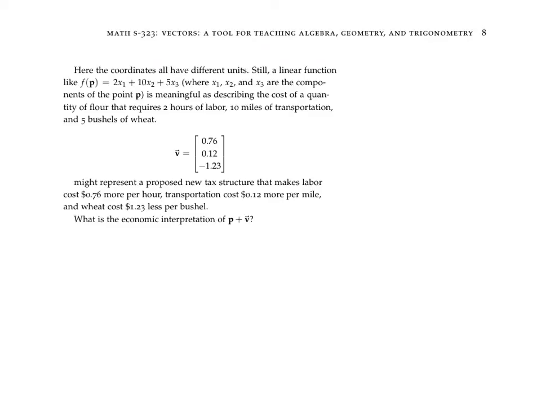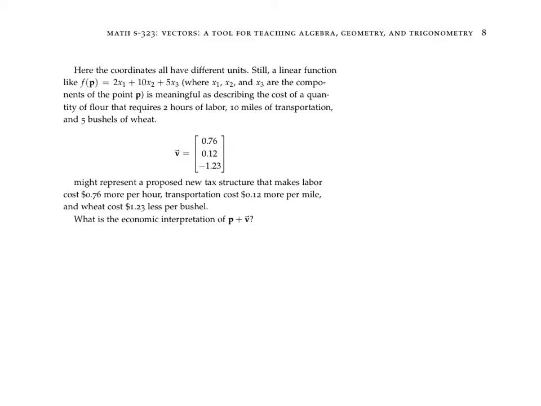A linear function like this would mean, if we took this linear function where it takes 2 times the first component and 10 times the second component and 5 times the third component, note that x1 and x2 and x3 are the different components within the point P, that would be a meaningful way to describe the total cost of a quantity of flour that required 2 hours of labor and 10 miles of transportation and 5 bushels of wheat. Well, let's take a look at this vector.